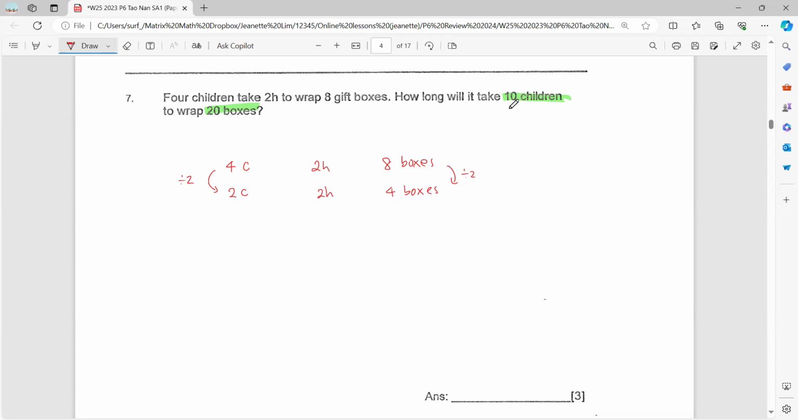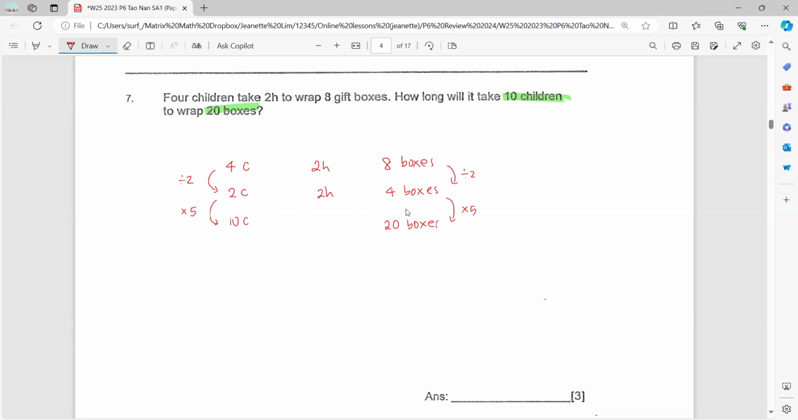Okay, next, let's find 10 children. 10 children means that this will be multiplied by 5. Next, remember I wanted 20 boxes, right? You have more children means you're able to wrap more. So coincidentally, the number of boxes I have to multiply by 5, and I will end up with what I need, which is 20 boxes.